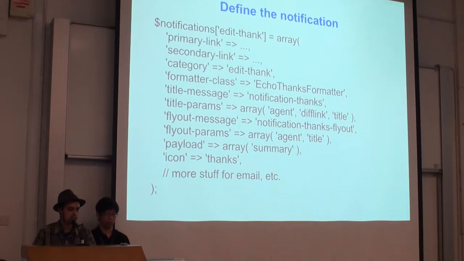Then after that, we have some definitions for some of the individual components of the notification, for example, the title. The title consists of just an i18n message and then parameters of data that get fed into that. You can also override that title for different output methods. For example, if you wanted to have a different title specifically for the flyout, you can have a flyout message and flyout parameter. Below that, we have what kind of payload you want to use, if any, and which icon you want to use for it.